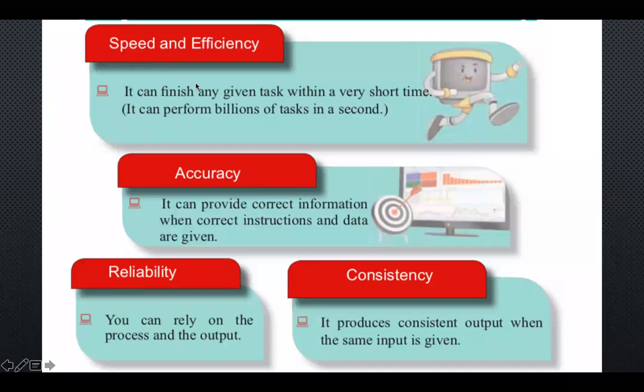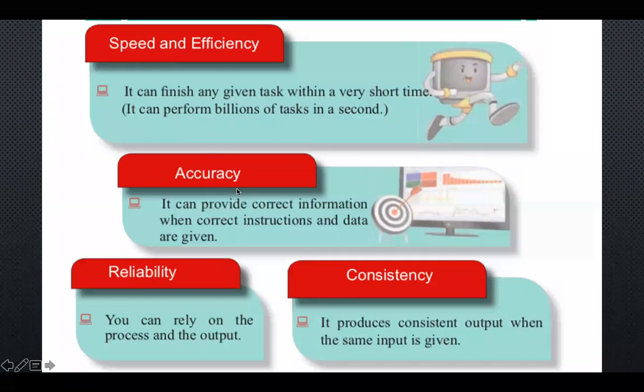1000 has 3 zeros. Then million, 1000 into 1000, 6 zeros. Billion, 1000 into 1000 into 1000, 9 zeros. Trillion, 1000 into 1000 into 1000 into 1000. That is trillion, 12 zeros. So a computer can process trillions of instructions per second nowadays. That kind of faster device this is. And it is efficient and faster.